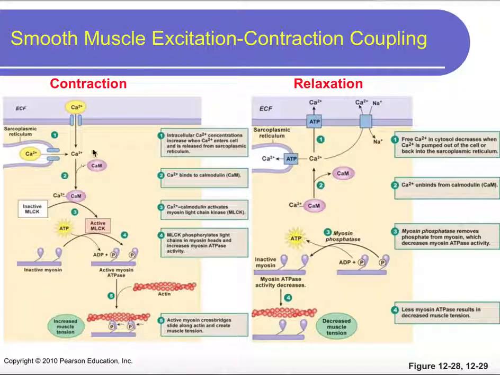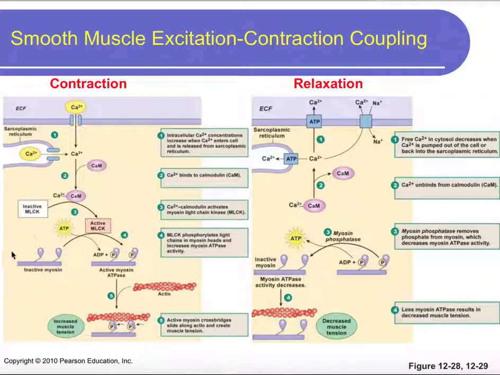So now we're going to have this increase in calcium from both the SR and the ECF, and now calcium is going to bind CAM. This stands for calmodulin. So here is calcium bound to calmodulin. When calcium and calmodulin are bound together, it will activate MLCK. MLCK stands for myosin light chain kinase, and myosin light chain kinase is normally inactive. But when calcium and calmodulin are bound together, it will activate myosin light chain kinase. And what MLCK does is it puts a phosphate onto myosin light chain.